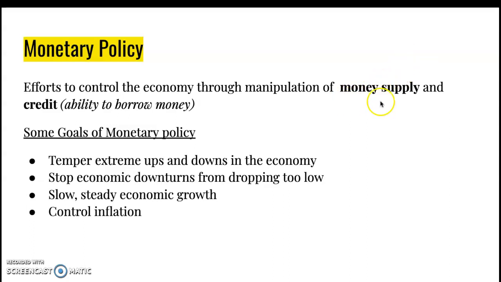Monetary policy is two things: controlling the money supply, which is how much actual money is out there to get your hands on. And then credit is your ability to borrow money. So that'd be things like interest rates. Okay, so the goal of monetary policy is a little bit different.